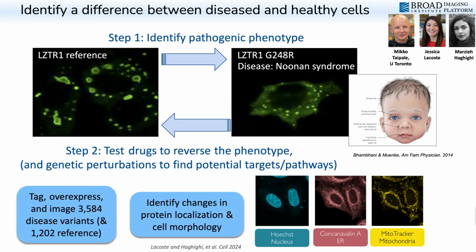Mikko's lab went and did this for about 3,500 disease-associated alleles, and Jessica Lacoste, his student, found screenable phenotypes for about 200 of them, which is a small fraction of the 3,500, but it's a huge number when you think about the fact that you might need to go and do drug screens for each of these.